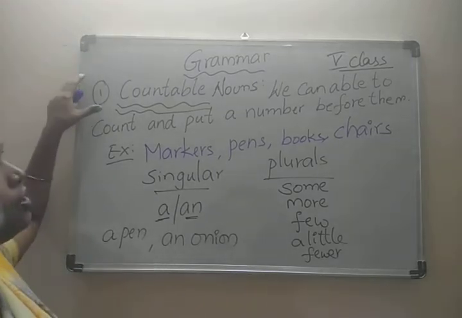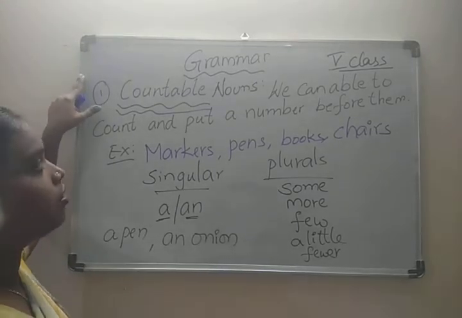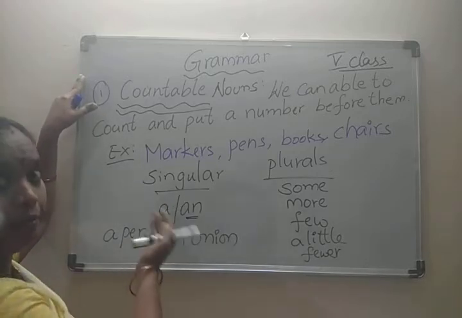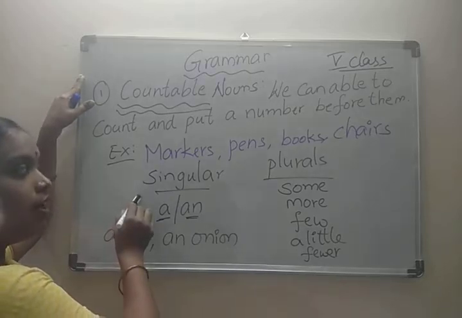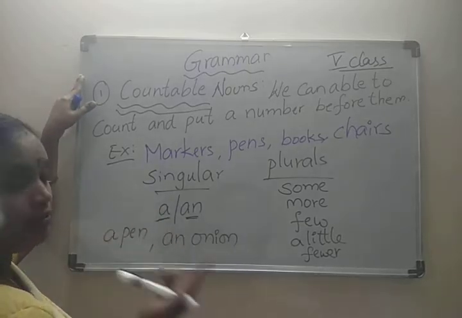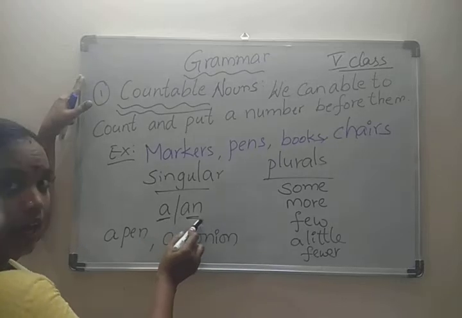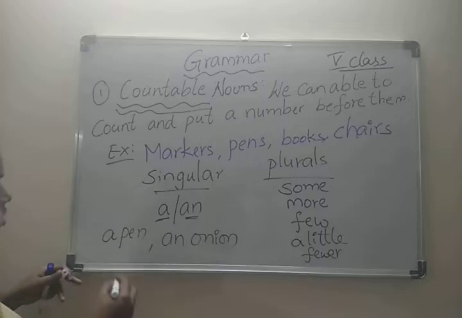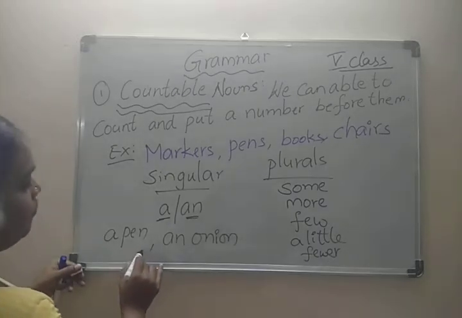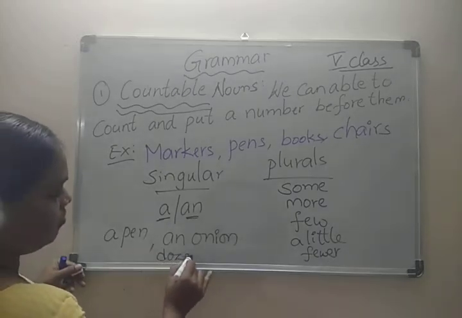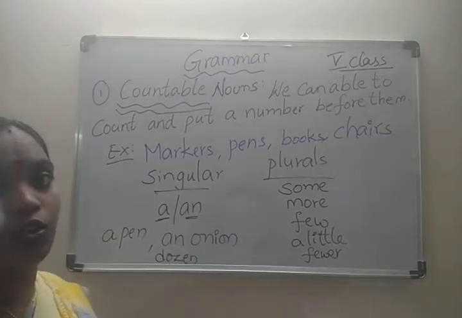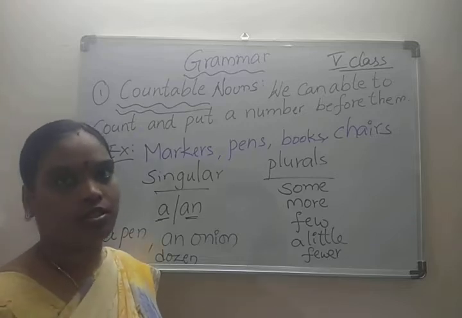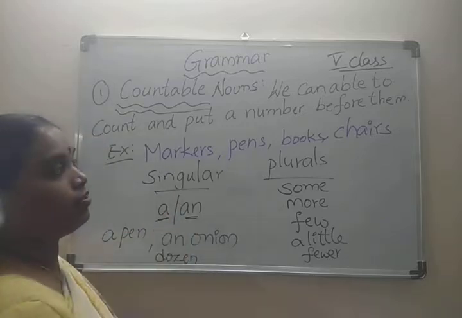This is about countable nouns, children. Countable noun means we are able to count, we can put a number before them, and they have two forms, singular and plural. In singular we use a, and in plural we use some, more, few, and many others. We can also use dozen. What is the cost of a dozen apples? So this is about countable nouns.